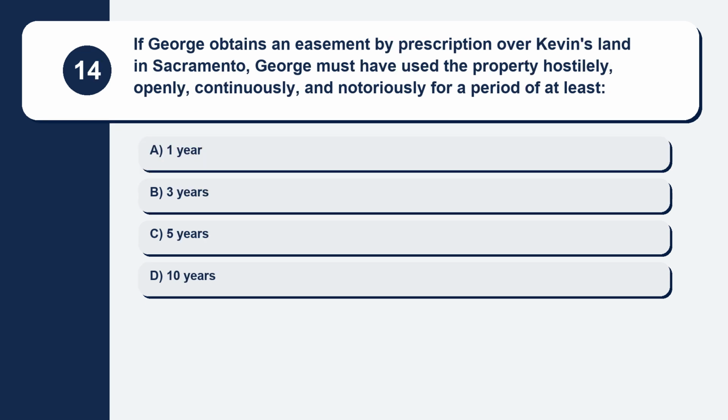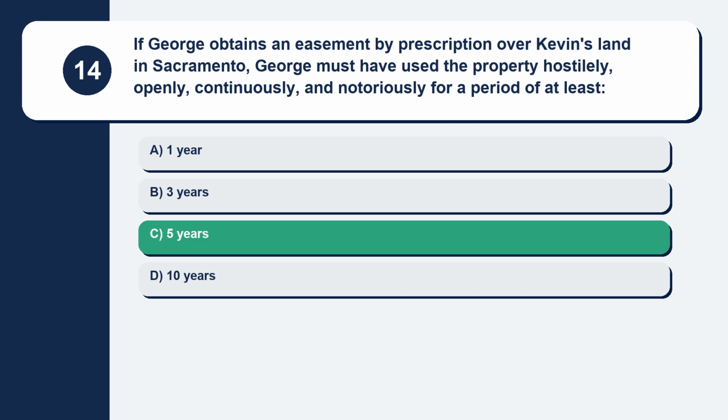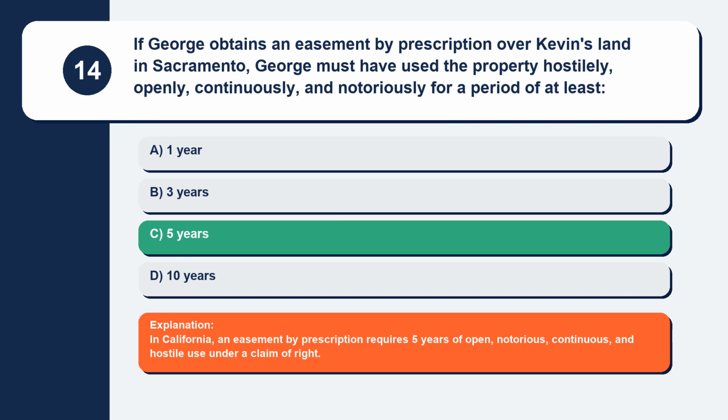Question 14. If George obtains an easement by prescription over Kevin's land in Sacramento, George must have used the property hostilely, openly, continuously, and notoriously for a period of at least. Here are your options. Option A, 1 year. Option B, 3 years. Option C, 5 years. Option D, 10 years. The correct answer is option C, 5 years. Explanation: in California, an easement by prescription requires 5 years of open, notorious, continuous, and hostile use under a claim of right.